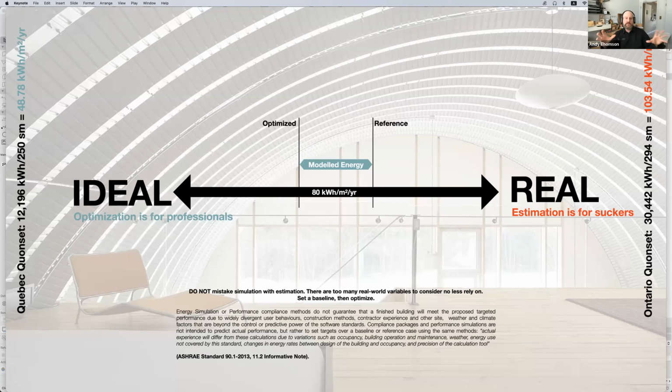So we should always be using the term optimizing. We're optimizing energy from a baseline or a reference model. We are not estimating, we're not predicting, because there's just a chaotic number of variables that are involved in that, from user behavior. Here's one example.